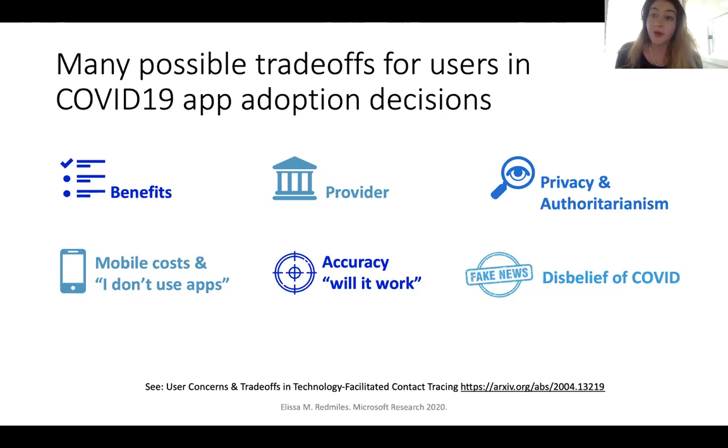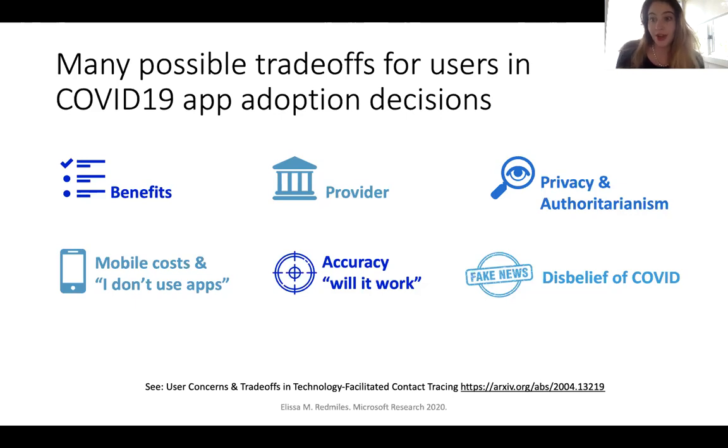There are also people who, by practice, don't use mobile phone applications, even if they do have unlimited data or a highly featured phone. And so that's something that needs to be addressed and considered when we think about these COVID-19 app solutions. A key component, of course, is accuracy and will the app work?